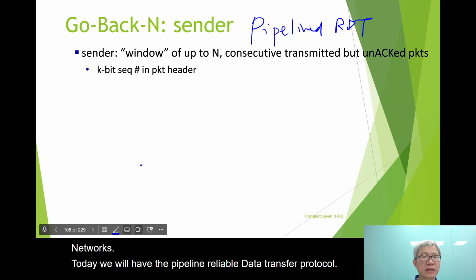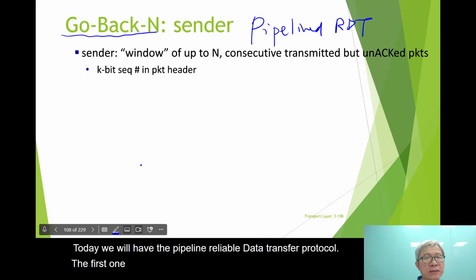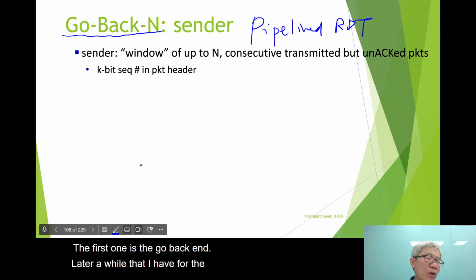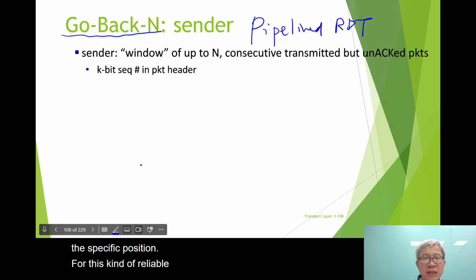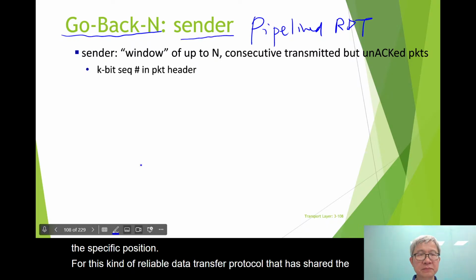The first one is Go-Back-N. Later we will see the details of how and why we want to go back to a specific position. For this kind of reliable data transfer protocol, let us check the sender side first.